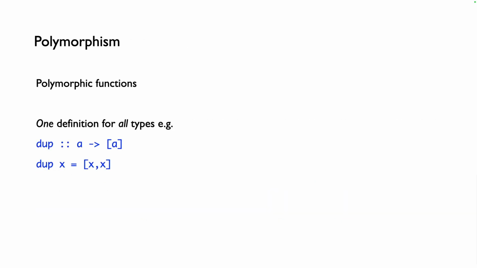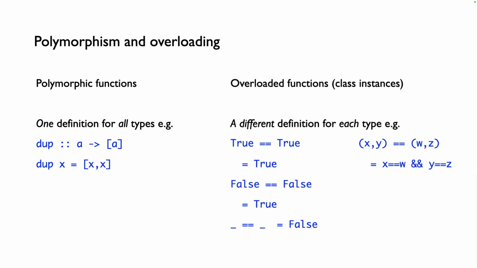Now, these are generic or polymorphic functions, so there is one definition for all types. So for example, here's a very simple definition. It takes an arbitrary item and gives you back a list of those items where you've duplicated the value. And so that takes something of type A, that might be an int or a bool, and returns a list of A. But that same definition applies at all types. That's entirely different from overloading.